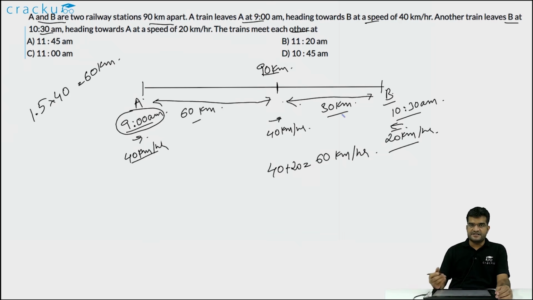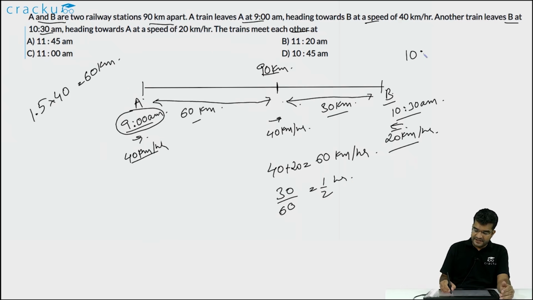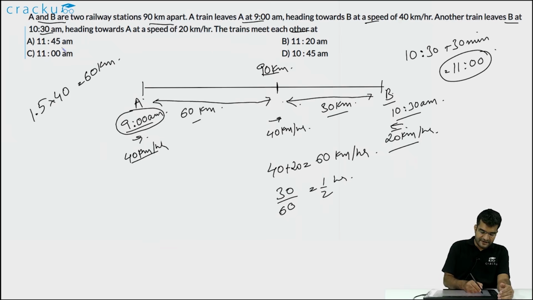So the time it takes for them to meet will be 30 divided by 60, which is equal to 1 by 2 hours or 30 minutes. This is 30 minutes after 10:30. So the time at which they meet will be 10:30 plus 30 minutes, which is equal to 11 o'clock. So both the trains meet for the first time at 11 am.